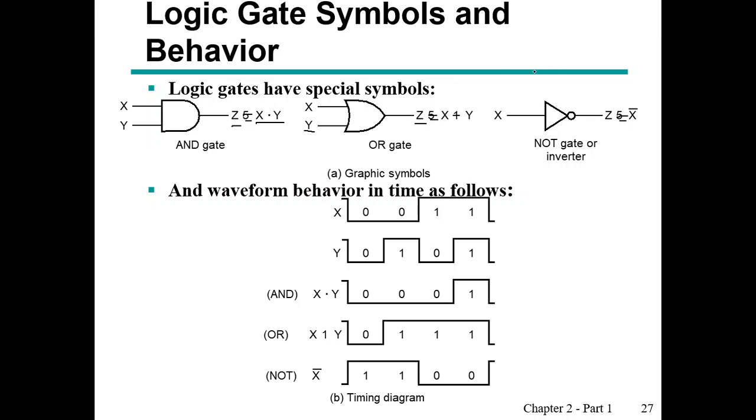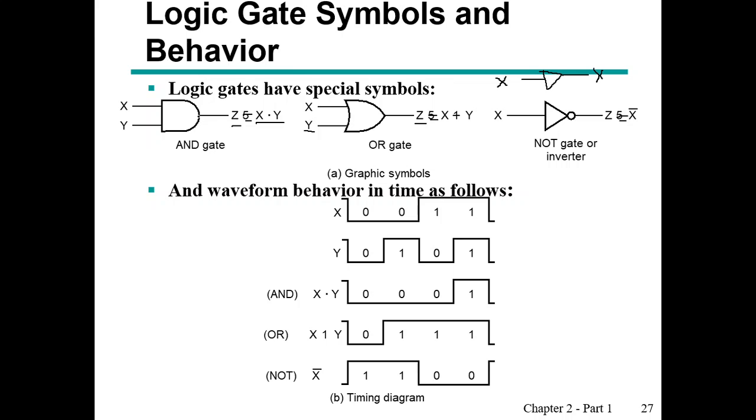Then we also talked about this bubble. Basically we said that this is the buffer. I hope you remember the buffer. So the buffer is transparent. It does not change the input. Whatever is at the input, that appears at the output. And then we said the inverter, when you add a bubble here, it basically inverts the output.